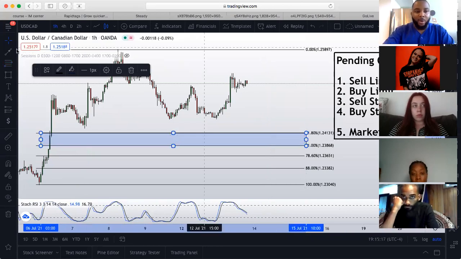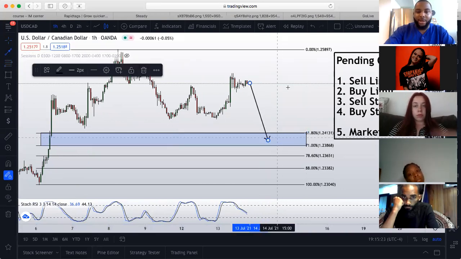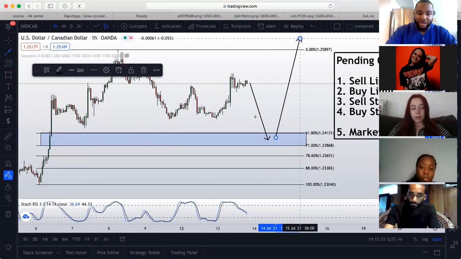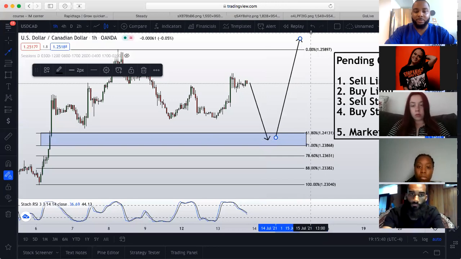So if I want the market to start from here, drop down, let me in on a trade here, and take off upwards, which pending order would I be using? Type for me in the chat box. If I wanted to drop down to this blue area and then let me in and then shoot upwards, which pending order would I be using?